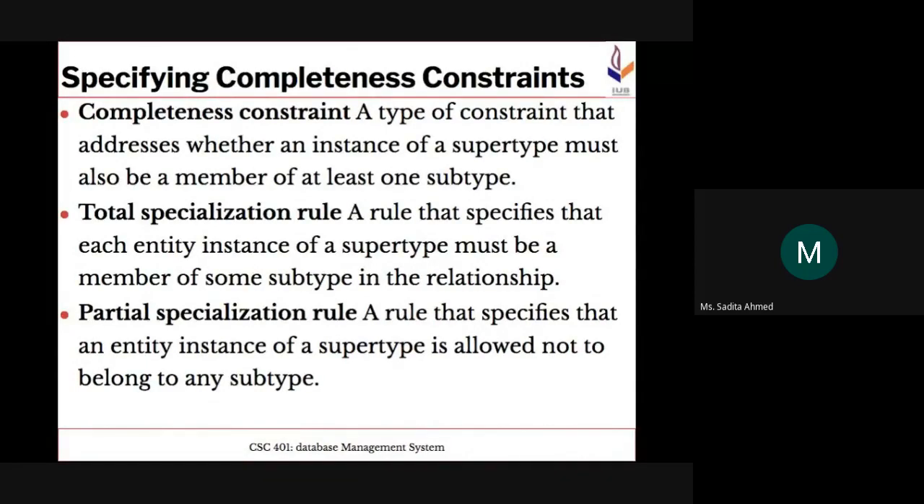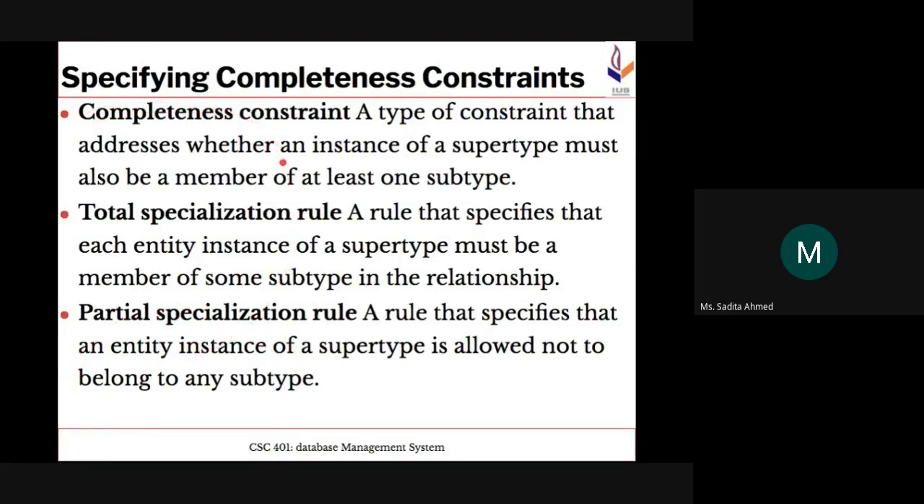Completeness constraint addresses whether a certain instance can exist without belonging to any of the subtypes or not. All right? So under completeness constraint, you can either follow the total specialization rule or partial specialization rule. Remember, every single supertype subtype relationship must follow one of these rules, either total specialization rule or partial specialization rule.